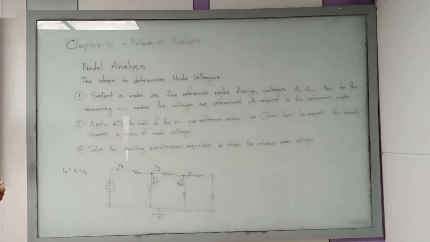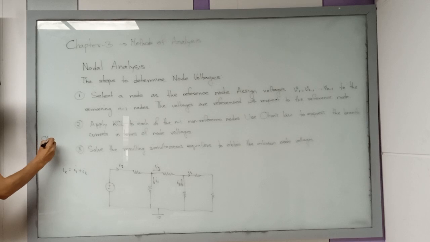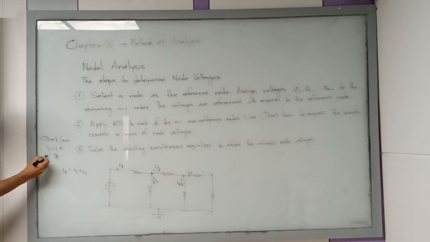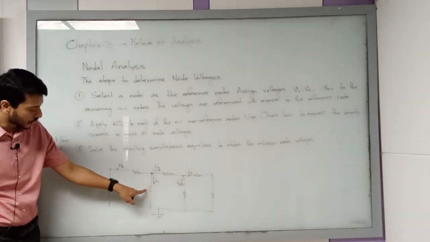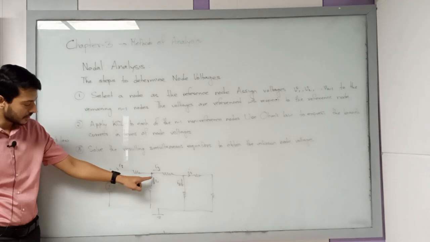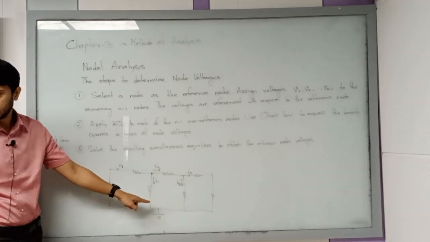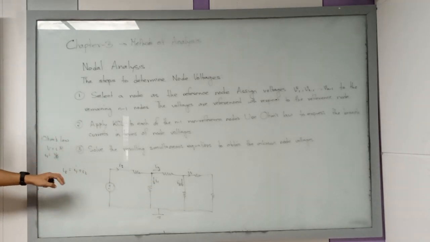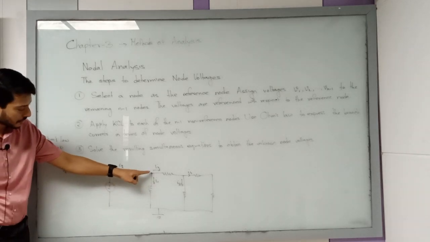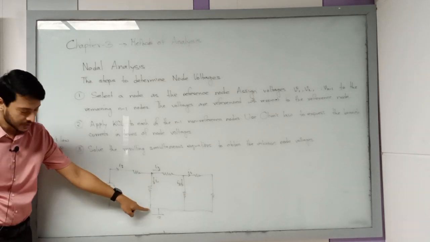So according to Ohm's law, we know that V is equal to IR, right? So I is equal to V by R. So if it is I1, it should be V1 by R1. Let's say this voltage divided by the resistance will give you the current over here. Okay? So basically this current is the difference between this point and this point.